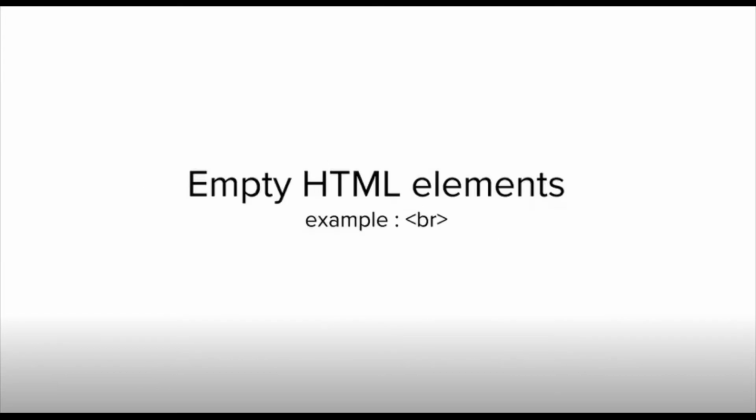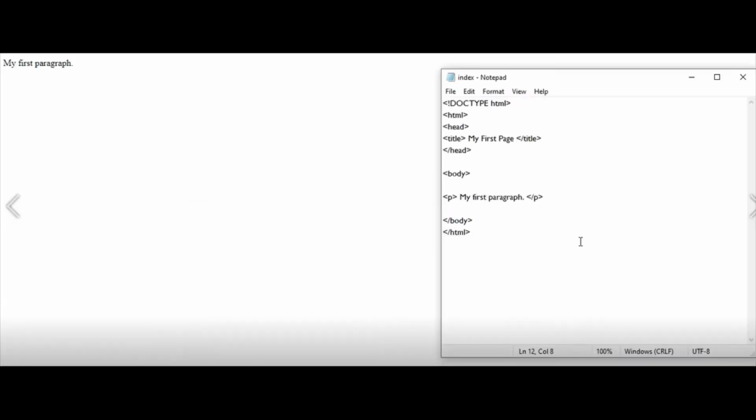Empty HTML elements. HTML elements with no content are called empty elements. The break tag defines a line break and is an element without a closing tag. So now we'll see an example of this break tag. Here I'm going to add a line break in the middle of this paragraph. This is how we add a line break.